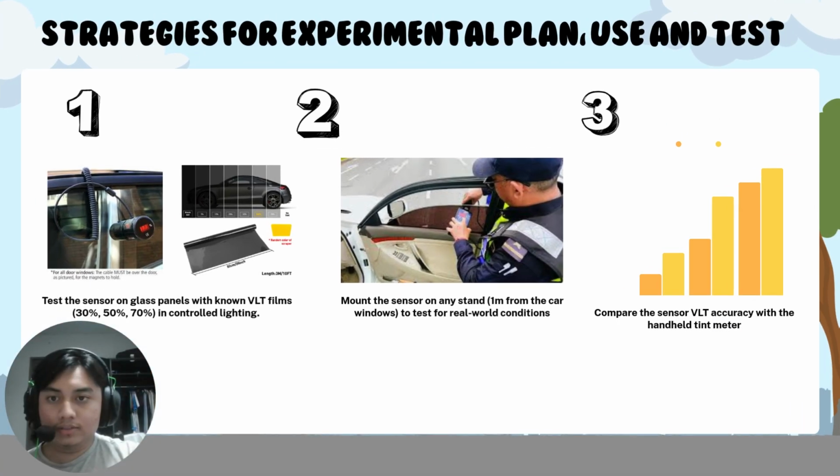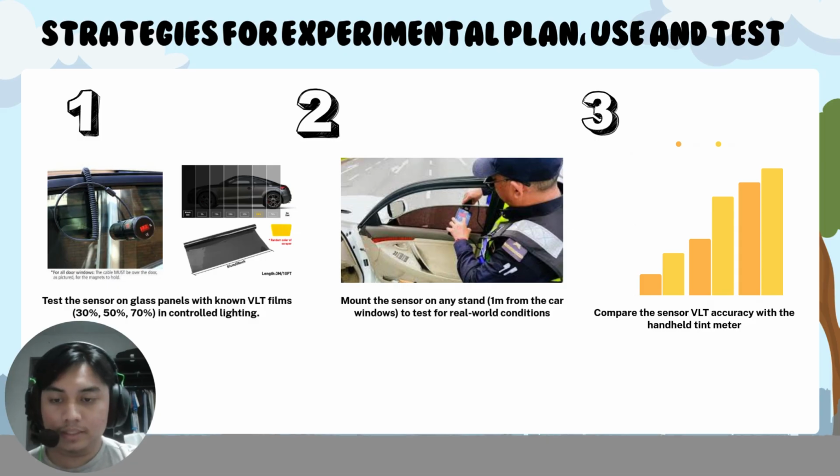So for this slide, we talk about the strategies for experimental plan, and when to use, where to use, and test the sensor. So in the first picture, you can see that there is a sensor test on the glass panel with known VLT films. I recommend you to take a range from minimum, middle, and the maximum, which in the picture is 30%, 50%, and 70%.